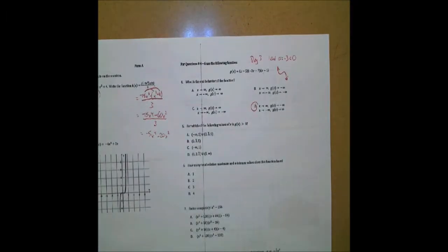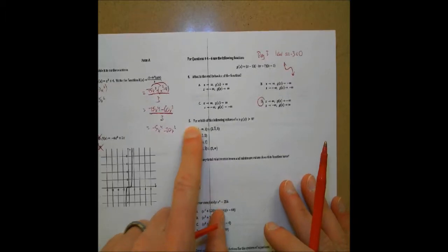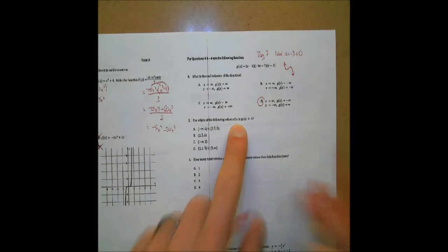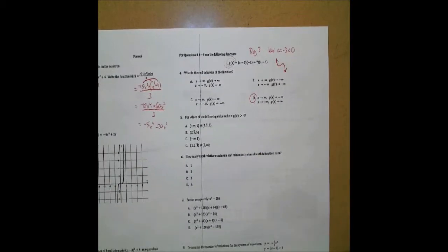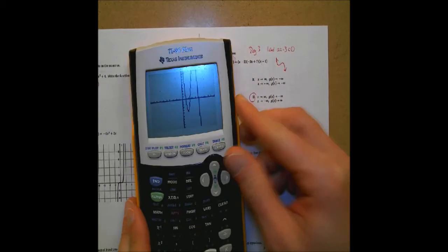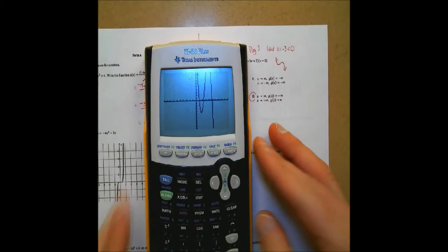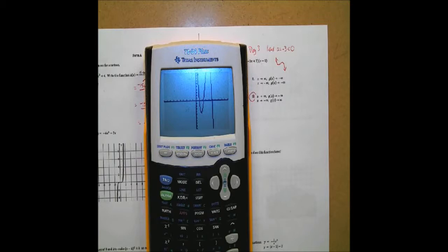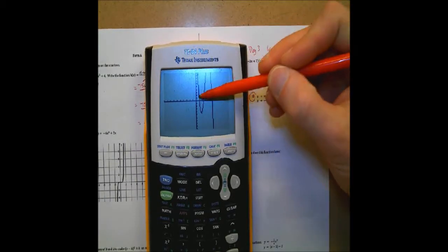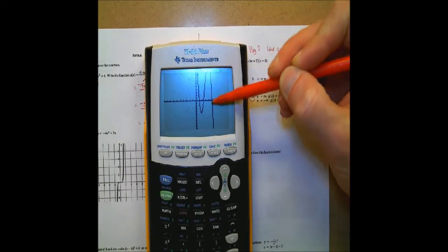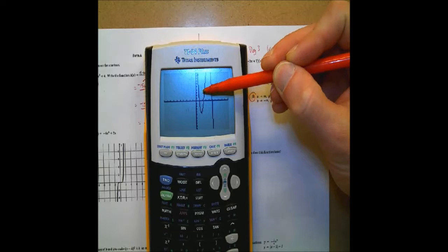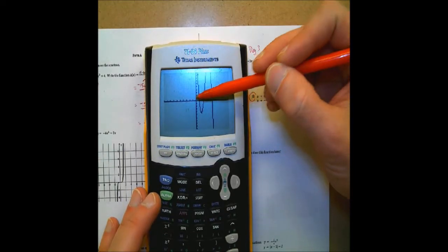All right. Number 5. For which of the following values of x is g of x, that's referring back to this function right here, greater than 0? Okay, so we're going to look at my graph here and determine when is g of x greater than 0. That means when is it above the x-axis? Well, there's 2 places it's above the x-axis. Right here, it's above the x-axis, and right here, we're above the x-axis too. Okay? So we start being above the x-axis from negative infinity up to maybe like, it looks like 1 there.